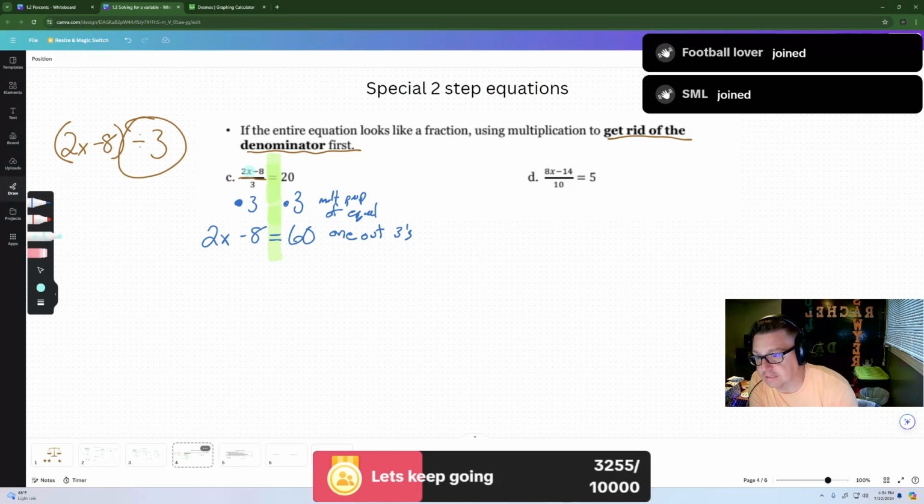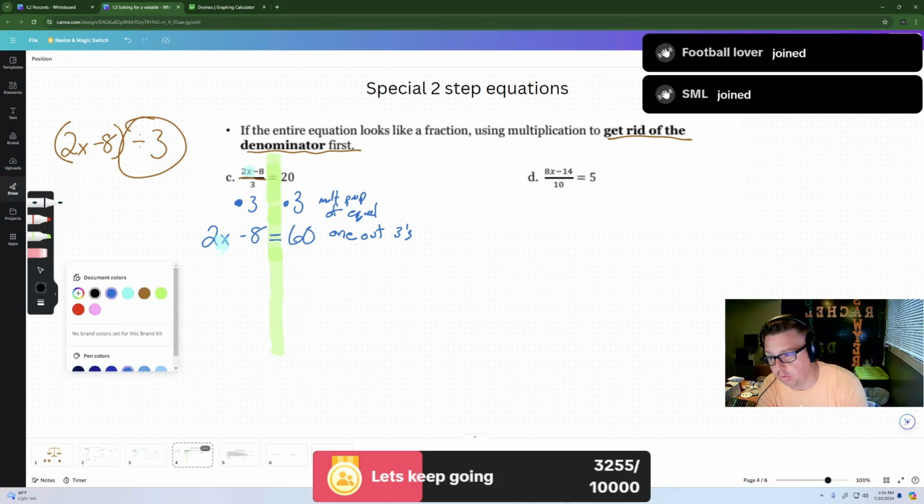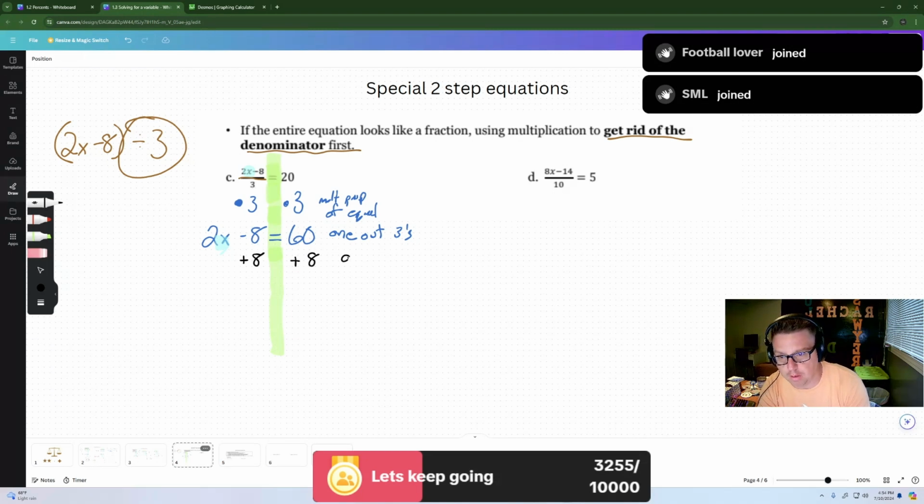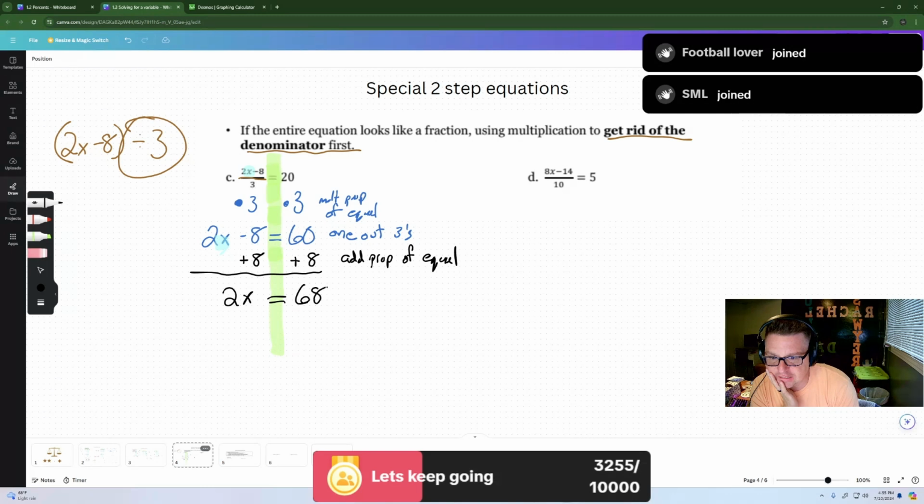All right, so now I still want to highlight my variable, and my equal sign I could make even longer. So now I've got 2x minus 8. So start to mathematically train your brain to go, okay, well, I need to get rid of the minus 8. So the opposite of subtraction is addition. Keep the number the same, and I'm going to do the addition property of equality. So that's going to leave me with 2x equals 68.